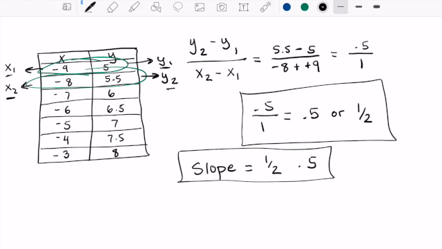Okay. I hope this video helped. Again, just looking at a table, if you're trying to find slope, you're going to use your slope formula. It's easy. It's the mathematical way of finding slope from a table.